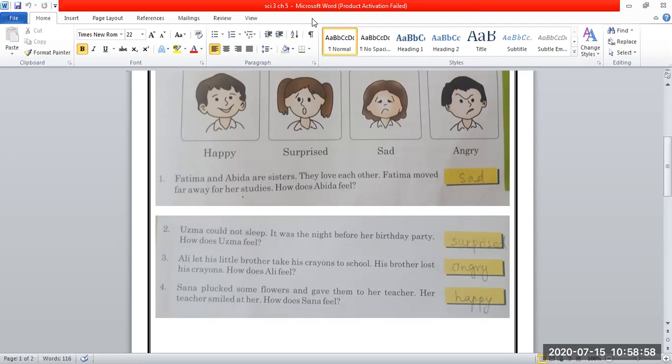And the last task is that Sana plucked some flowers and gave them to her teacher. Her teacher smiled at her. How does Sana feel? Happy. Yes, happy. You can write all these situations.